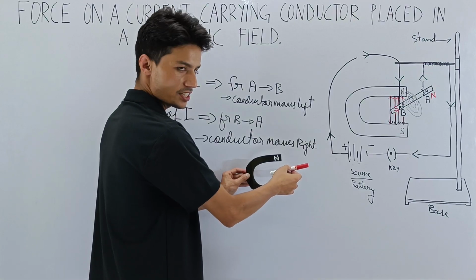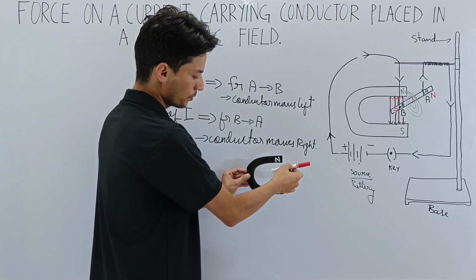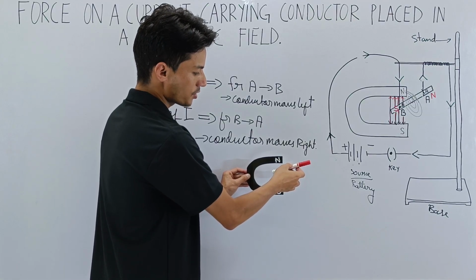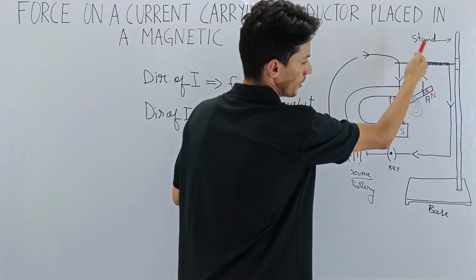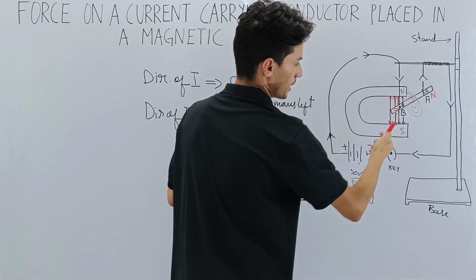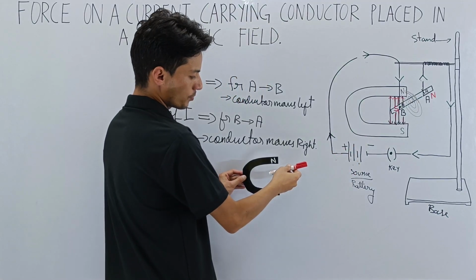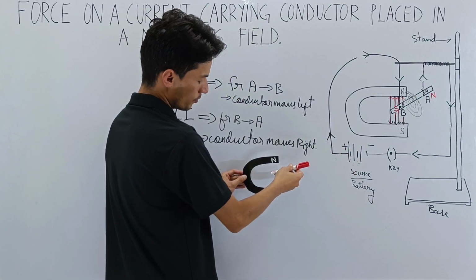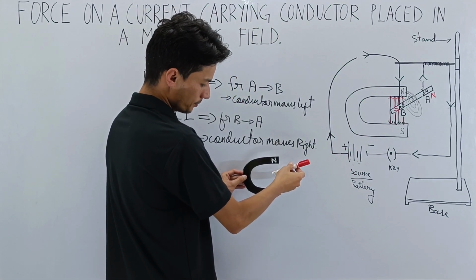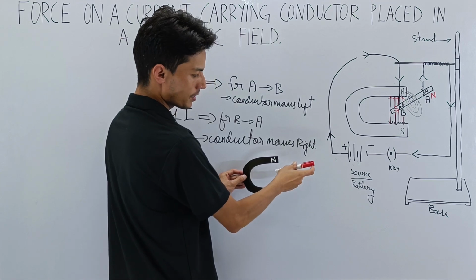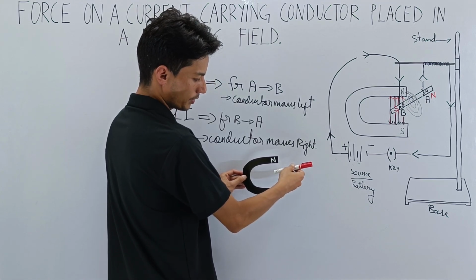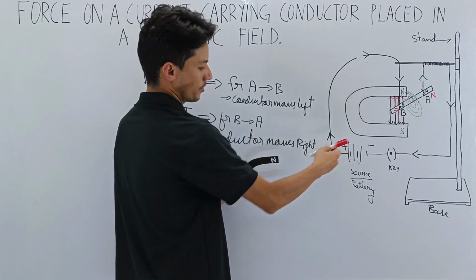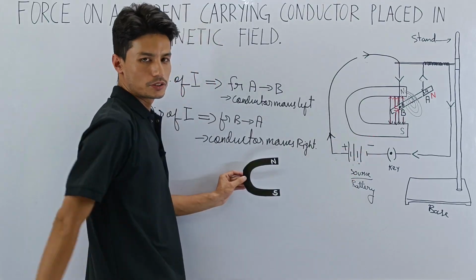Then how do I change this? Now what I will do is I'll change the direction of current. Let us make current flow from A to B again. So if we make current flow from A to B, then what will happen? This will become south, and this will become north again. So north will be together. Then it will go right again. So I hope you understood.